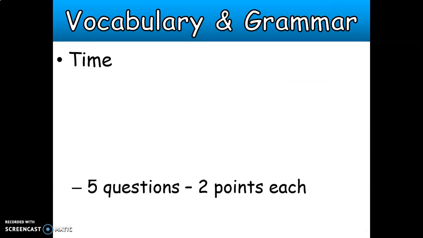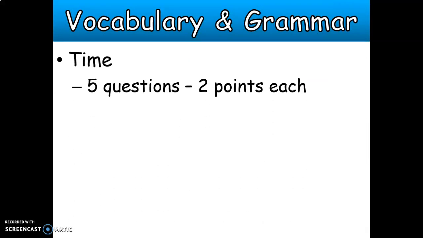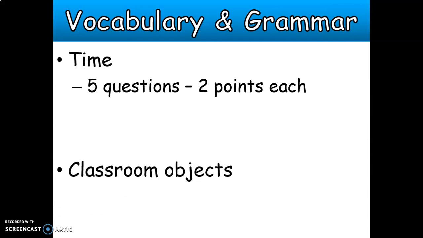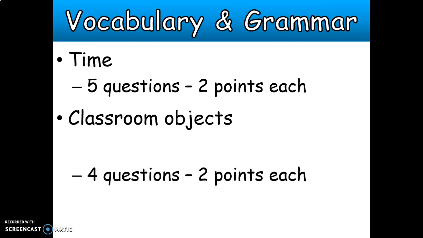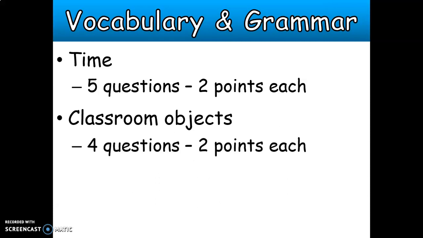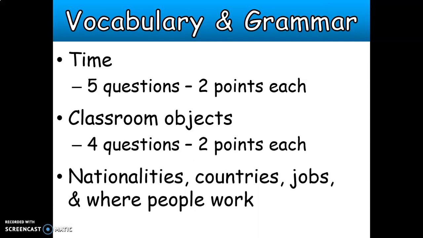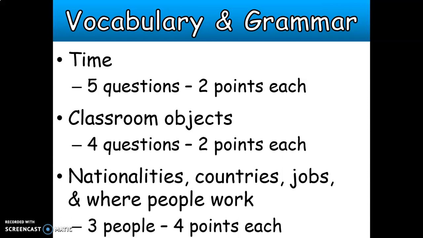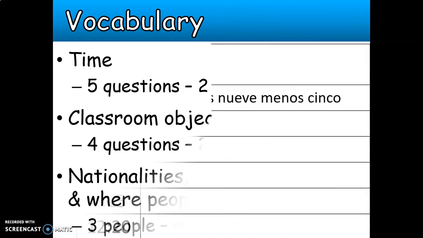Okay, now to the vocabulary and grammar part. It's going to consist of time. There's going to be 5 questions, 2 points each for time. Classroom objects, 4 questions, 2 points each. And the other thing with people, with their nationalities, where they're from, their countries, the job, and where they work. There's going to be 3 different people, and each one will be worth 4 points. Okay, so let's look at that.